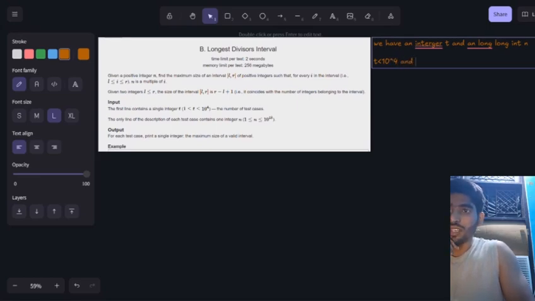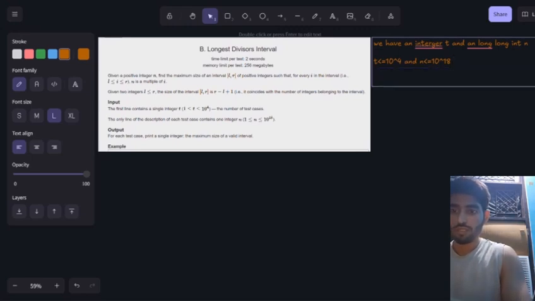The first line of input contains the total test cases and the second line of input contains an integer n. So in this question we receive an integer, and we have to find the total continuous divisors.